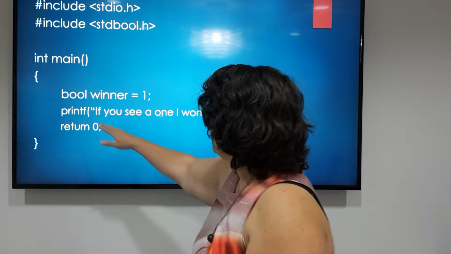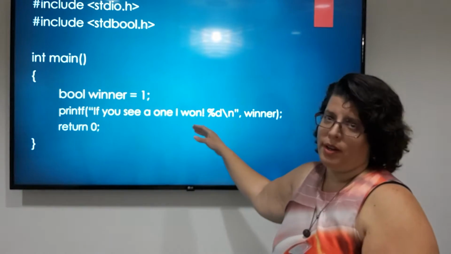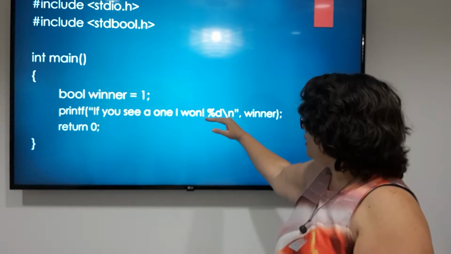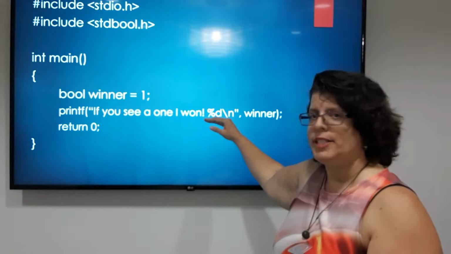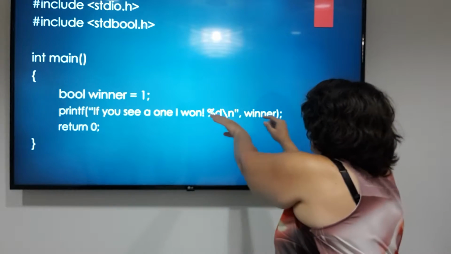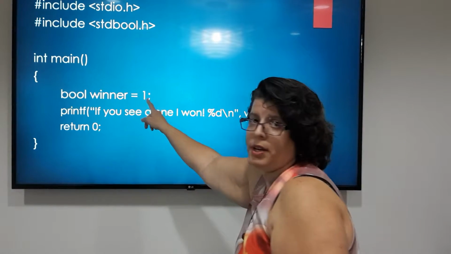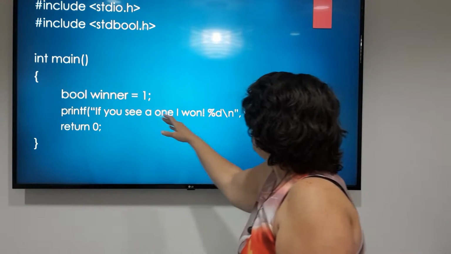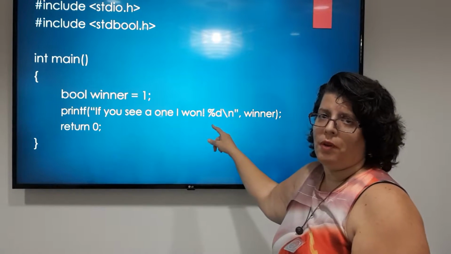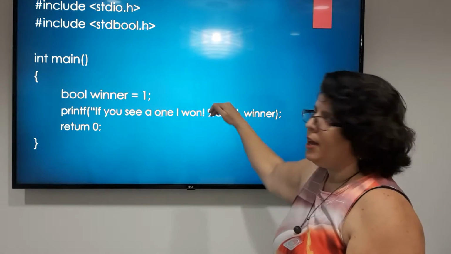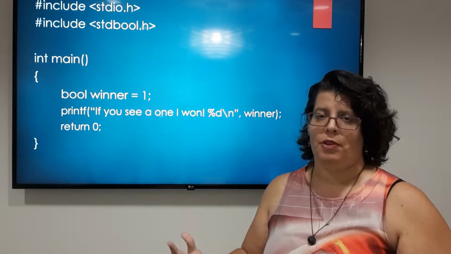And the sentence says, if you see a 1, I won. And then the %d. So this %d is the fill-in-the-blank spot. It's going to get whatever's inside the winner and fill in that blank. We know the winner has a 1 in it. So it says, if you see a 1, I won, and then the 1 will show up there because it gets that 1 out of winner and fills in that spot, similar to before.